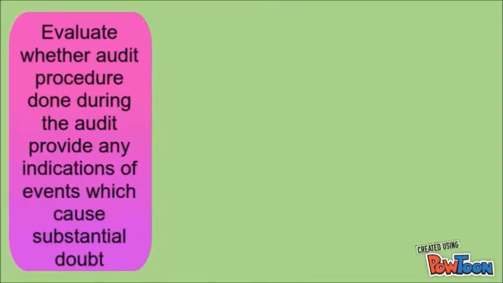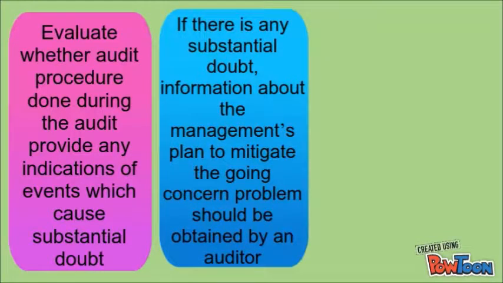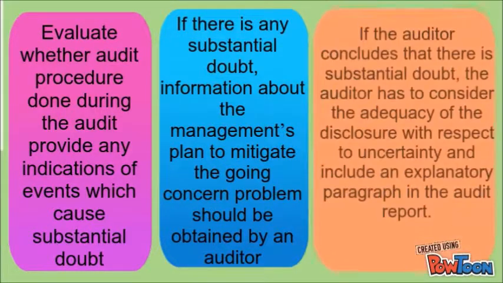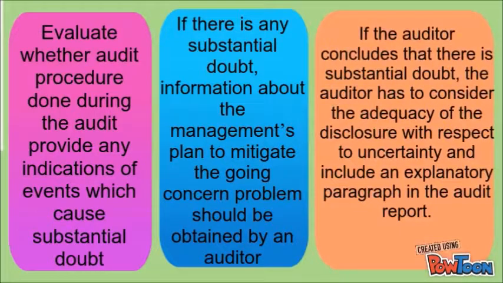1. Evaluate whether audit procedures done during the audit provide any indications of events which cause substantial doubt. 2. If there is any substantial doubt, information about the management's plan to mitigate the going concern problem should be obtained by the auditor. 3. If the auditor concludes that there is substantial doubt, the auditor has to consider the adequacy of the disclosure with respect to uncertainty and include an explanatory paragraph in the audit report.